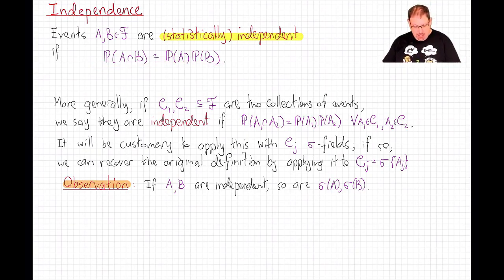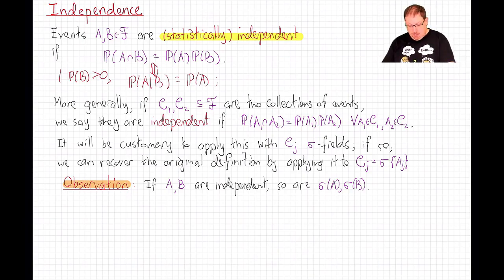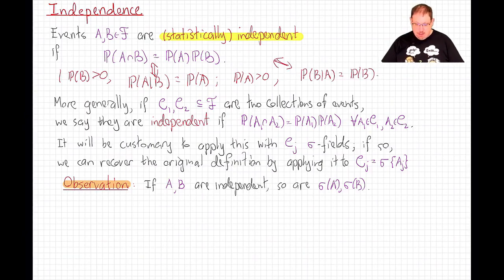But notice that in the case where the probability of B is positive, we can then divide by the probability of B and see that this is equivalent to the conditional probability of A given B being the same as the probability of A. Similarly, if the probability of A is non-zero, then this is equivalent to the conditional probability of B given A being the same as just the probability of B. There's a nice symmetry here. If A and B are independent, then B and A are independent.